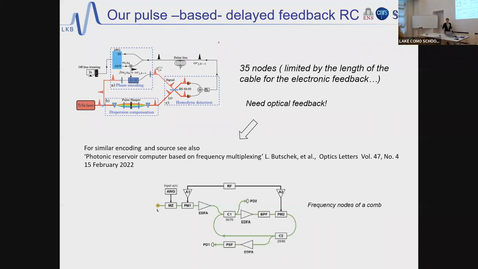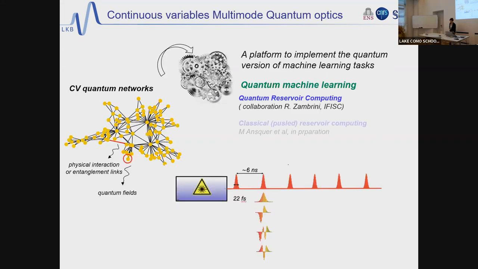Okay, so this was our setting of the classical reservoir computer. We're very happy because even with the limited amount of resources, we were able to get some results. Especially the simulation of the laser noise, I think it's a nice result. And then we come to the quantum.